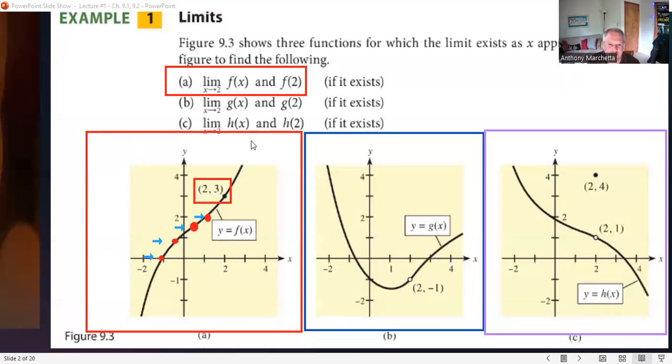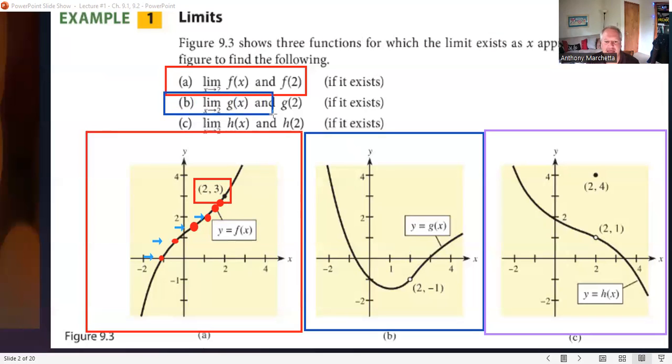If I continue to get closer and closer to 2 as I approach the x value of 2, what happens is, if I could get to 2, the answer would be 3. Happens to be a dot there, isn't that great? And by the way, it is 3. But what if there wasn't a dot there? That is exactly case B. So let's take a look at case B now.